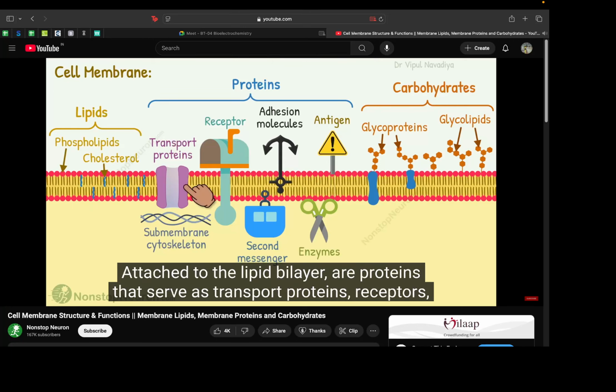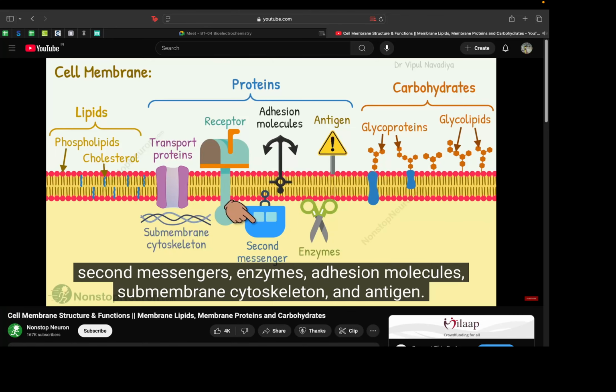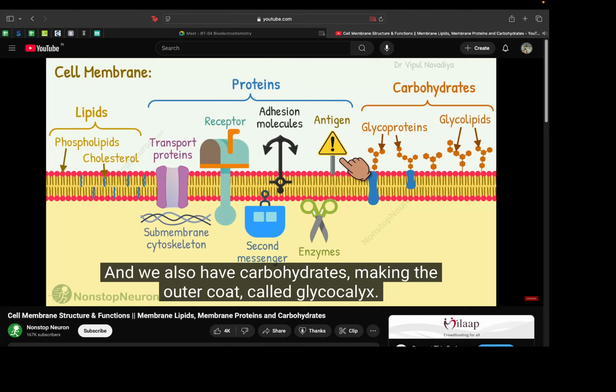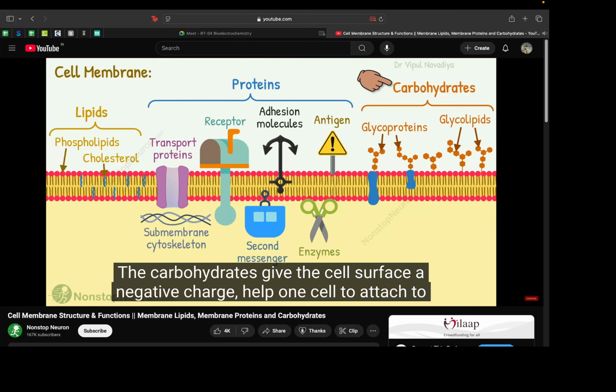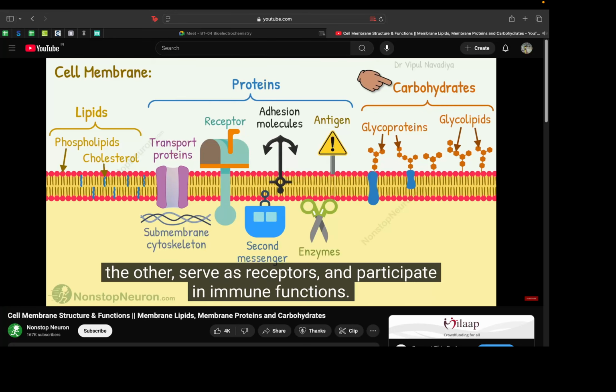Attached to the lipid bilayer are proteins that serve as transport proteins, receptors, second messengers, enzymes, adhesion molecules, submembrane cytoskeleton, and antigen. And we also have carbohydrates, making the outer coat, called glycocalyx. The carbohydrates give the cell surface a negative charge, help one cell to attach to the other, serve as receptors, and participate in immune functions.